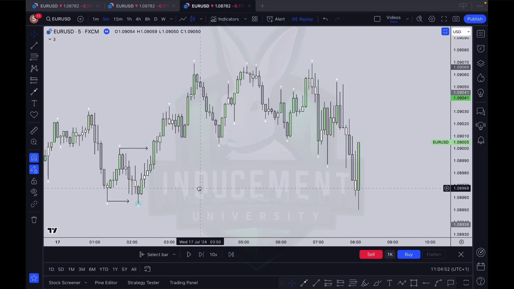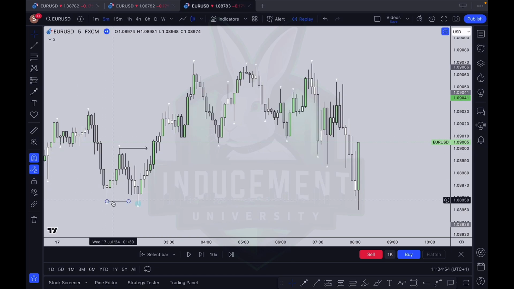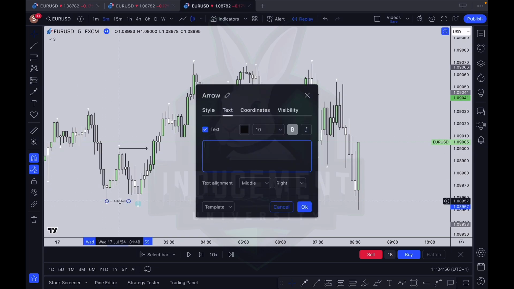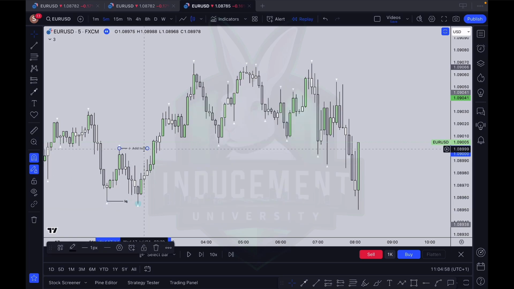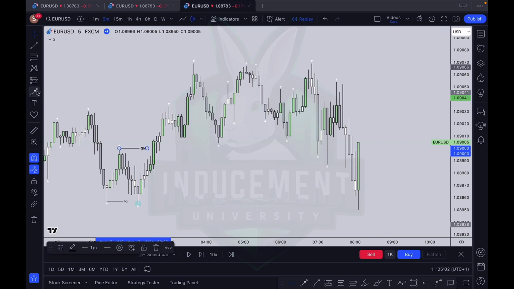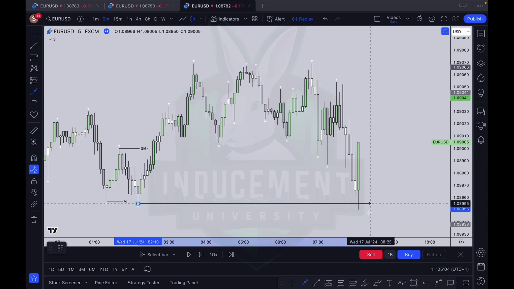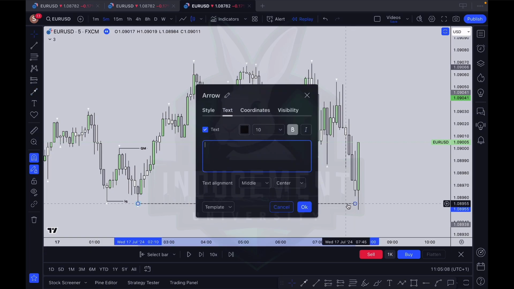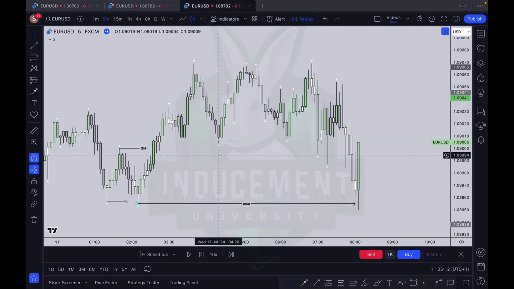Okay, so once again we're on Euro USD, and as you can see we've had our liquidation here, and then we've had our QM here. So now what we need to see is this become our MSU or FBOS. Okay, and that happens there.